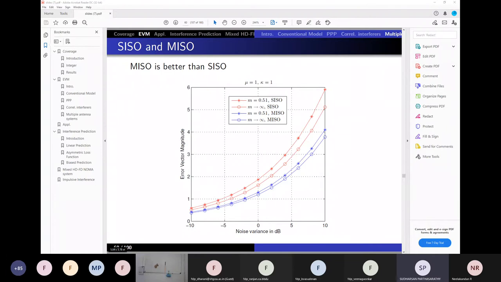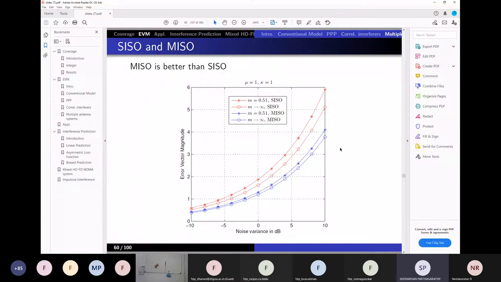The SISO are the red ones, the MISO are the blue ones. MISO essentially you can see only two antennas here. So you see that the impact of shadowing is lessened when you have more antennas. Between the two blue curves, there's not much of a gap, whereas between the two red curves, there's a significant gap. So the impact of shadowing also reduces when you deploy more antennas.